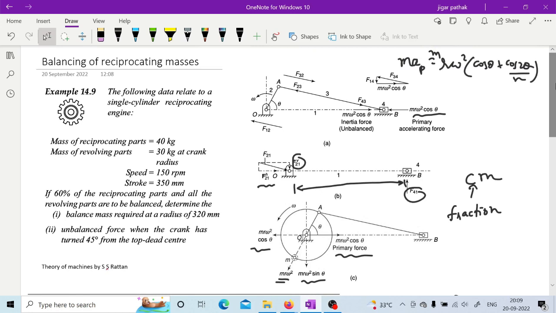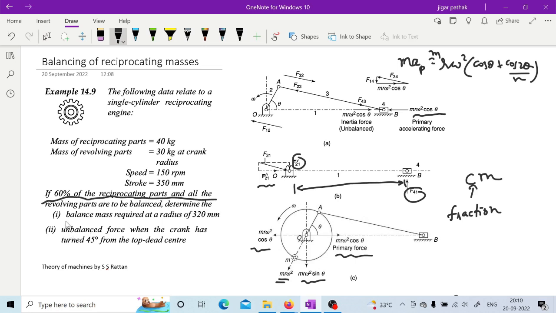Here what is given is the following data related to a single cylinder reciprocating engine. Mass of reciprocating part is 40 kg, mass of revolving part is 30 kg at crank radius. Speed is 150 rpm, stroke is 350 mm. If 60% of the reciprocating parts and all the revolving parts are to be balanced, and this is the important thing, then you have to determine the balance mass required at a radius of 320 mm. So the radius of that balancing mass is provided.